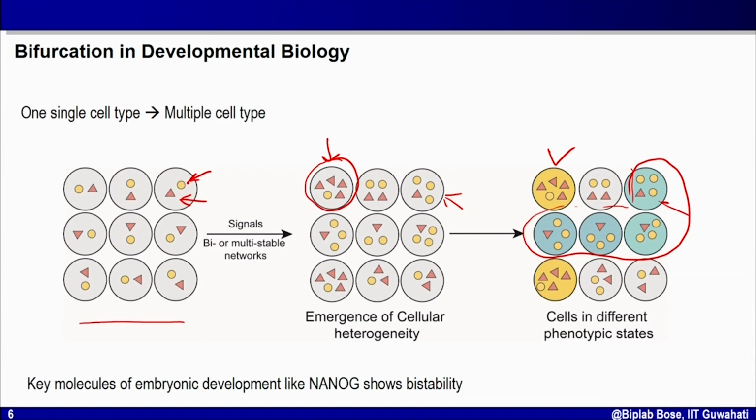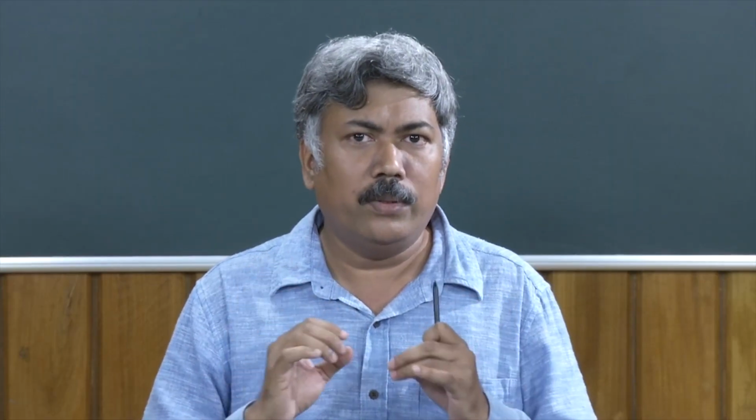This type of observation we have made not just theoretically. People have studied this type of behavior for different molecules like Nanog, which is a key transcription factor involved in differentiation of the mammalian system, even in humans. In those cases, we have observed that the network which controls the expression of this protein is bistable, and with a proper signal, this bistability can give rise to two subpopulations of cells having a bimodal distribution.